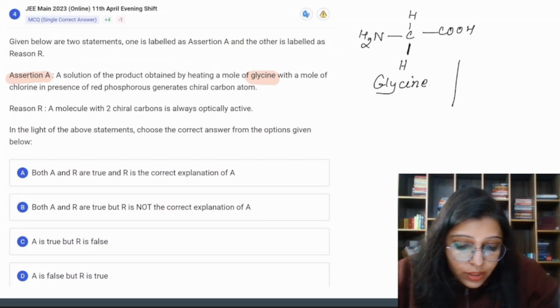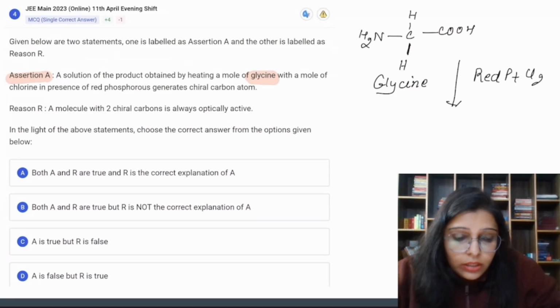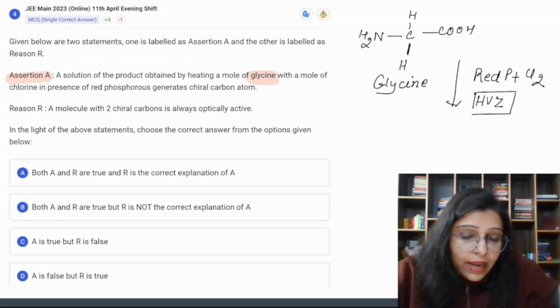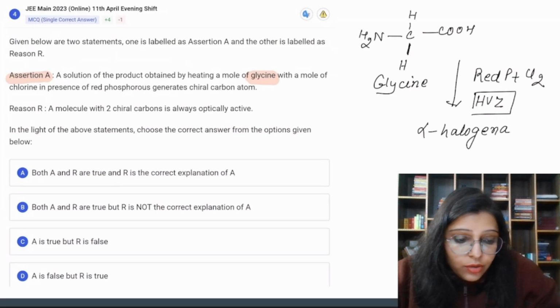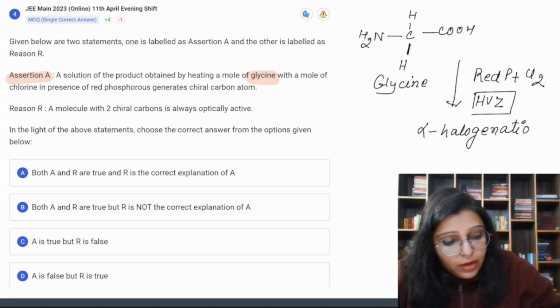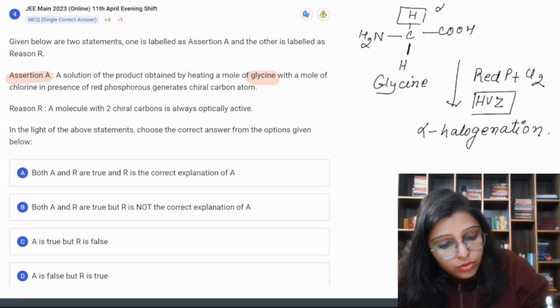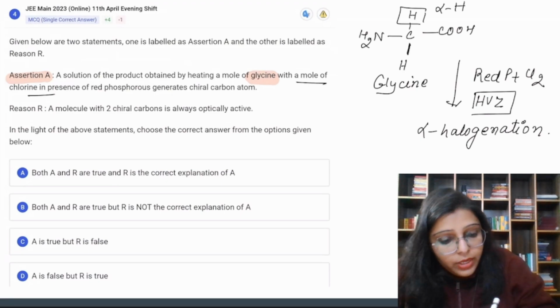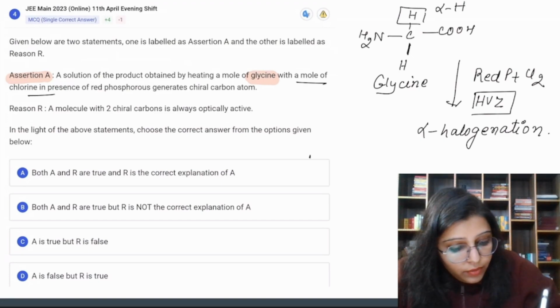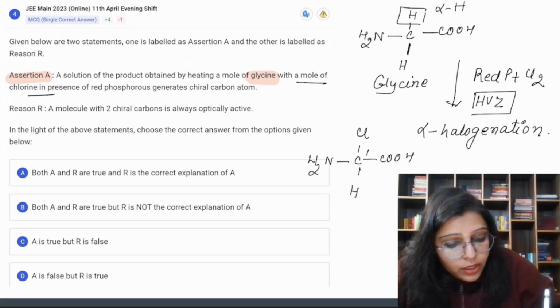Now its reaction with red phosphorus and chlorine. This is the same reagent which we use in the Hell-Volhard-Zelinsky reaction. And in the Hell-Volhard-Zelinsky reaction, we have to do alpha halogenation. We get an alpha halogenated carboxylic acid. So here we have alpha hydrogen, and 1 mole of chlorine is there. So what do we get over here? We get H2N, in place of one hydrogen let's put Cl, then COOH. So yes, the product is chiral.